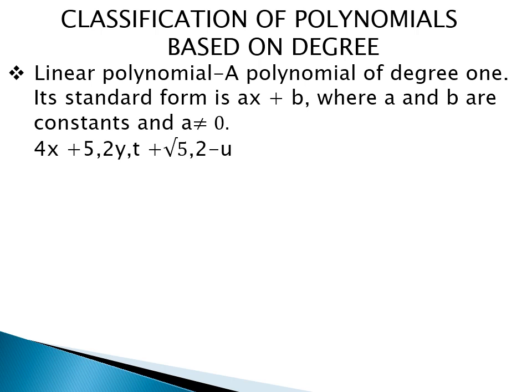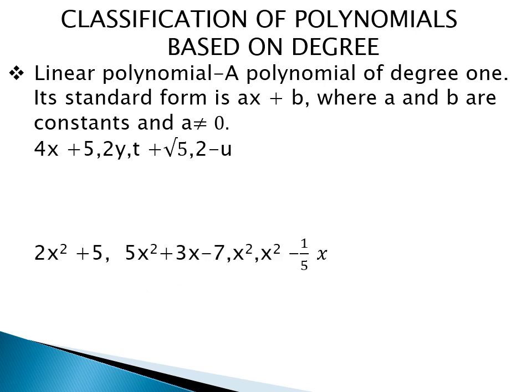Suppose a equals 0, what will happen? ax remains 0. If a equals 0, the term does not exist, and it changes to b. b means any constant, so the degree will change. That is why a not equal to 0 must be written when the standard form is asked. So a polynomial of degree 1 is called a linear polynomial.